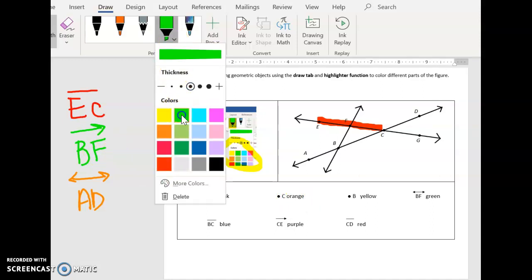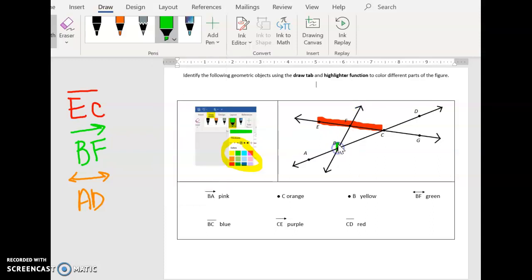Get out my green highlighter. BF is a ray, so I would be going from the starting point up to the arrow. Do your best, guys, with the highlighting, but you're going from the point clear to the tip, the arrow there. So that would be an example of if I was asked to highlight ray BF, I would be looking at and highlighting this part of my image.